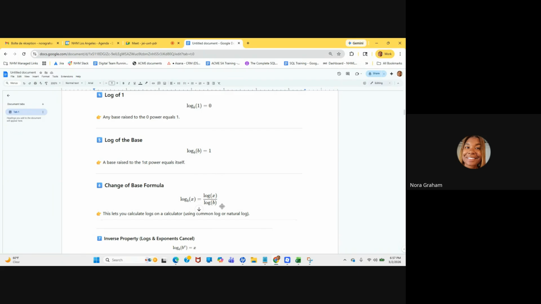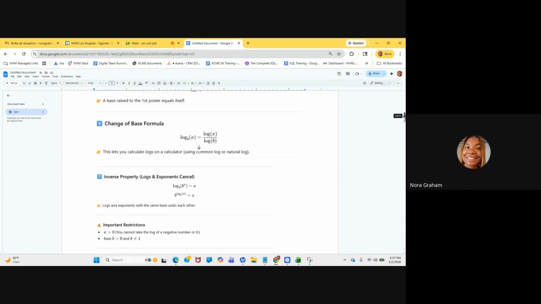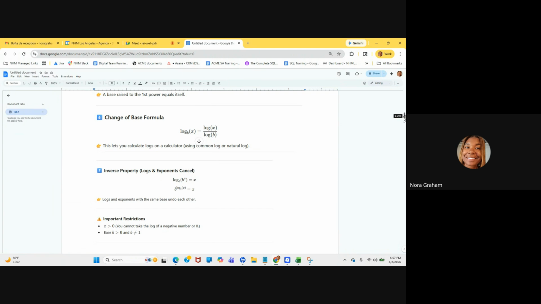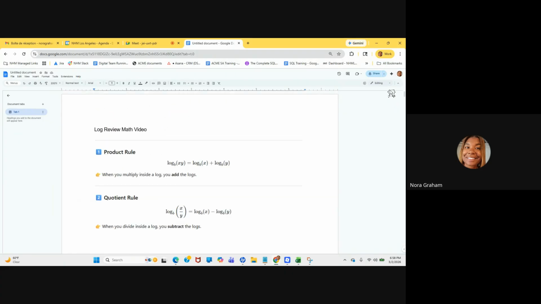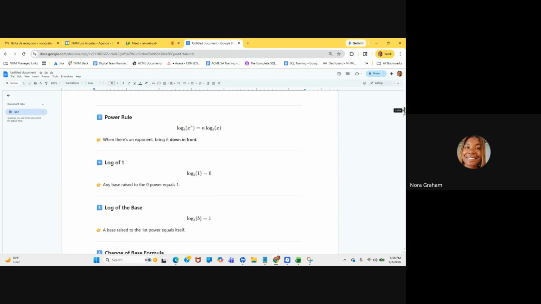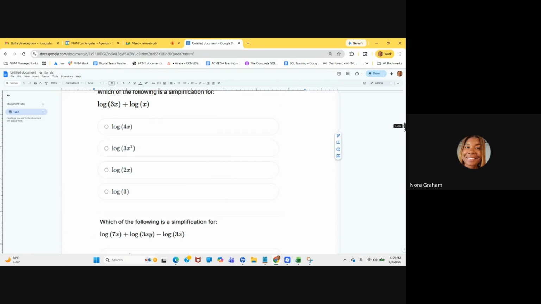Change of base formula as well. You're able to write what's inside of your logarithm and then your base as a quotient. And then the inverse property right here, which we'll use in one of our problems as well. It's cool if you copy and paste, or take a screenshot of these rules so you have them when you're studying. It helps you remember them, and they stick in your head for a test.